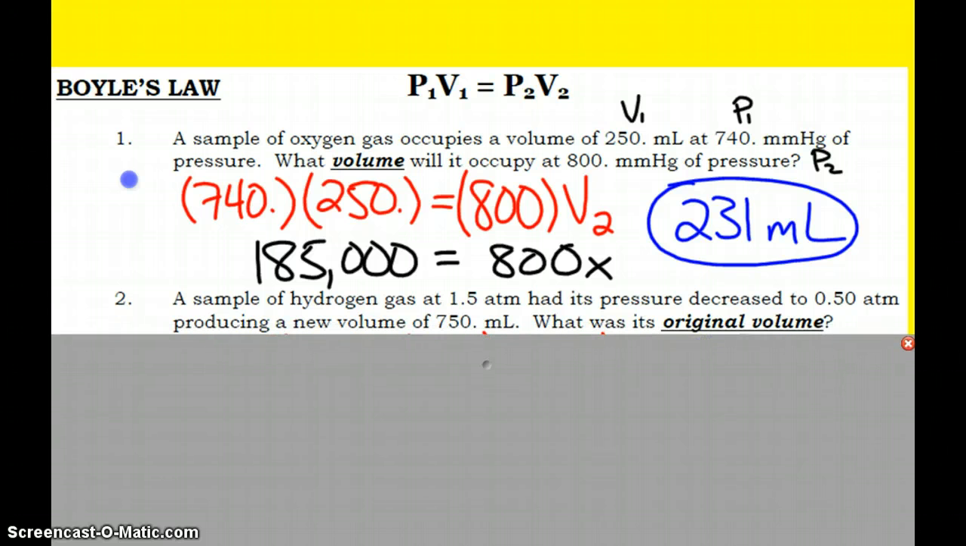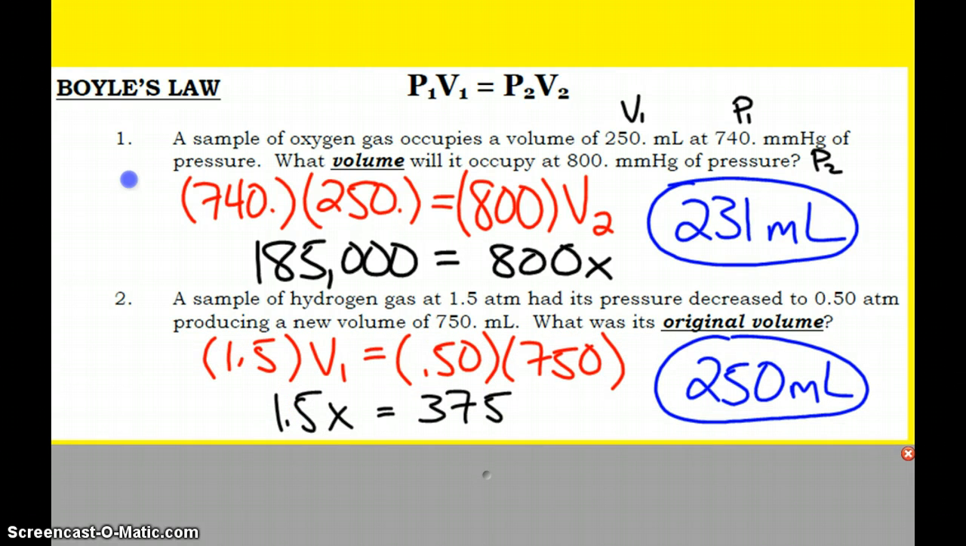So there's my second question. A sample of hydrogen at 1.5 atmospheres has its pressure decreased to 0.5 atmospheres. And when that happens, there's a new volume of 750 milliliters. What was the original volume? So this time we're solving for V1. See if you can set that problem up. Pause the video and see what you get. Well, hopefully you found that when you plug the numbers in the right spot, 1.5x equals 375, divide by 1.5, and we get our 250 milliliter answer.